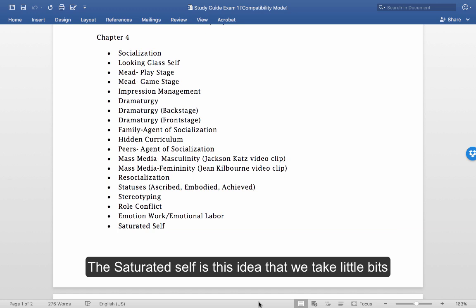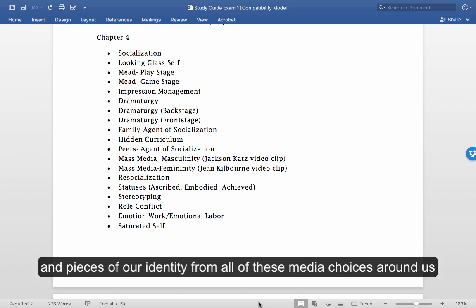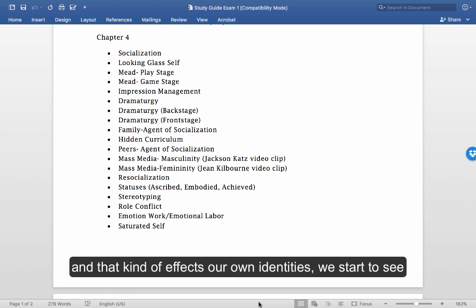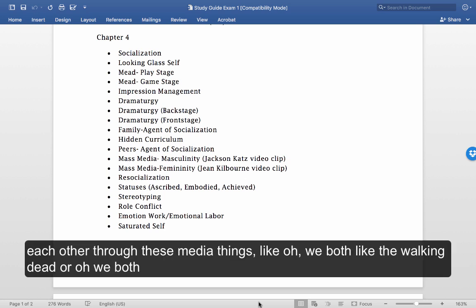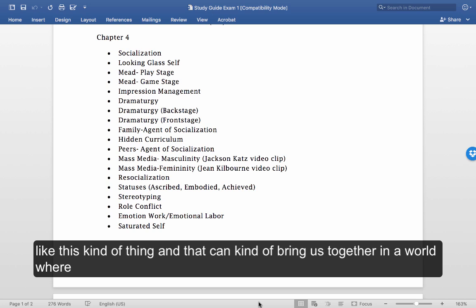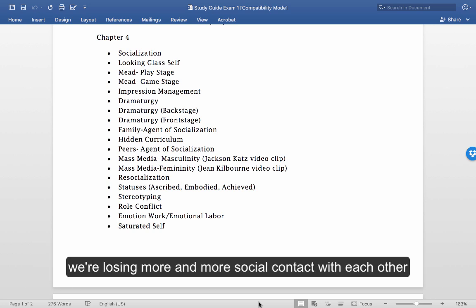The saturated self is this idea that we take little bits and pieces of our identity from all these media choices around us, and that kind of affects our own identities, right? We start to see each other through these media things, like, oh, we both like The Walking Dead, or oh, we both like this kind of thing. And that can kind of bring us together in a world where we're losing more and more social contact with each other.